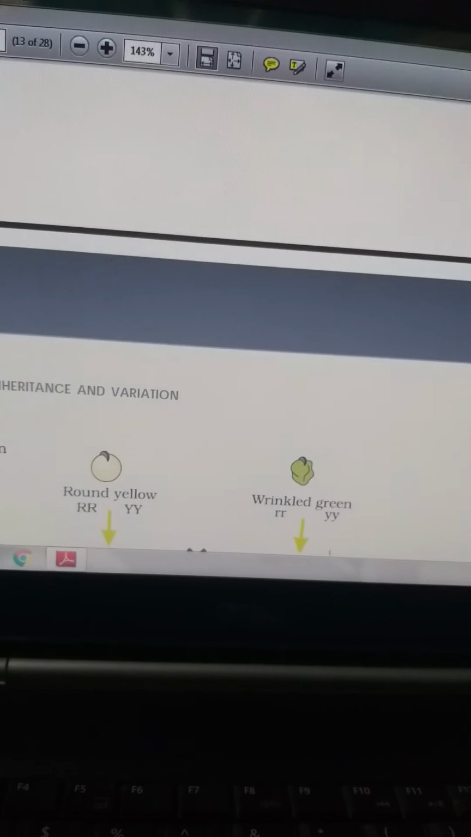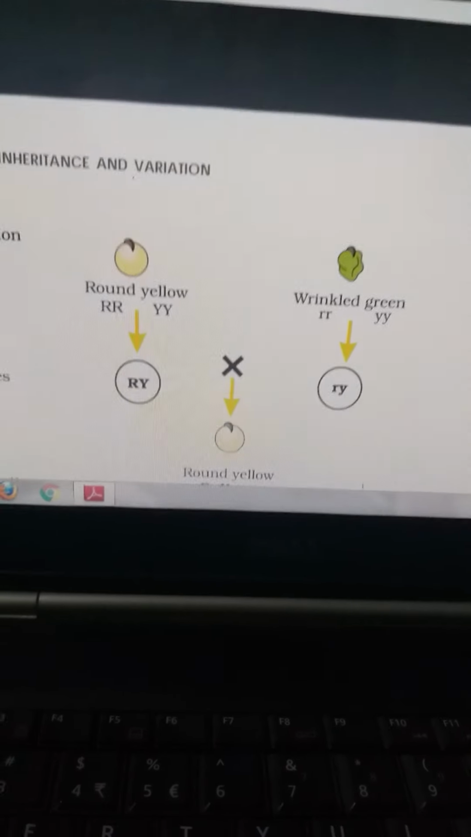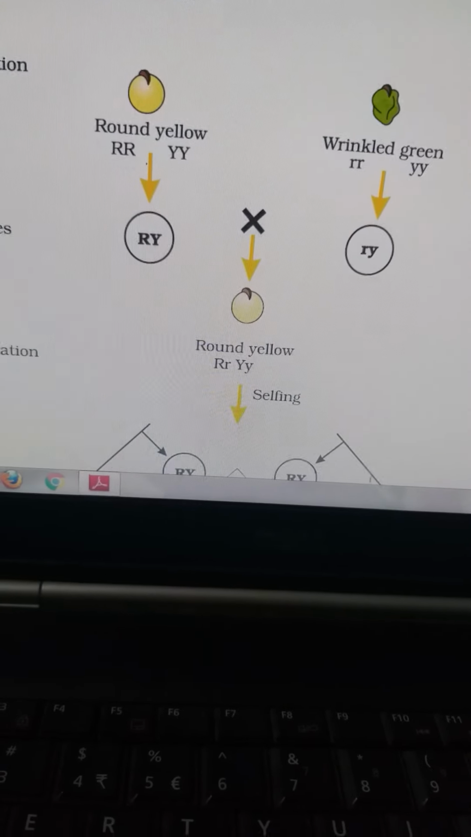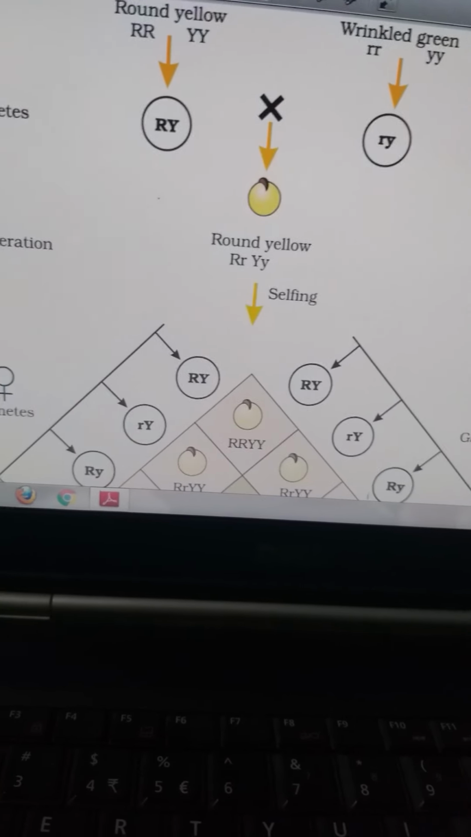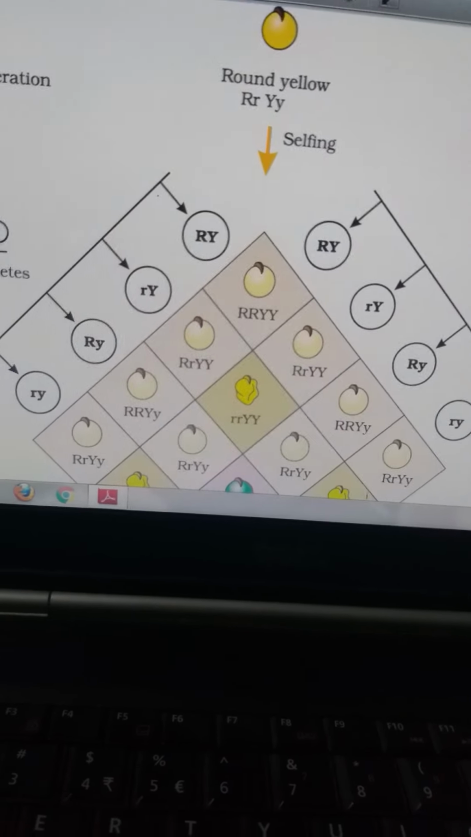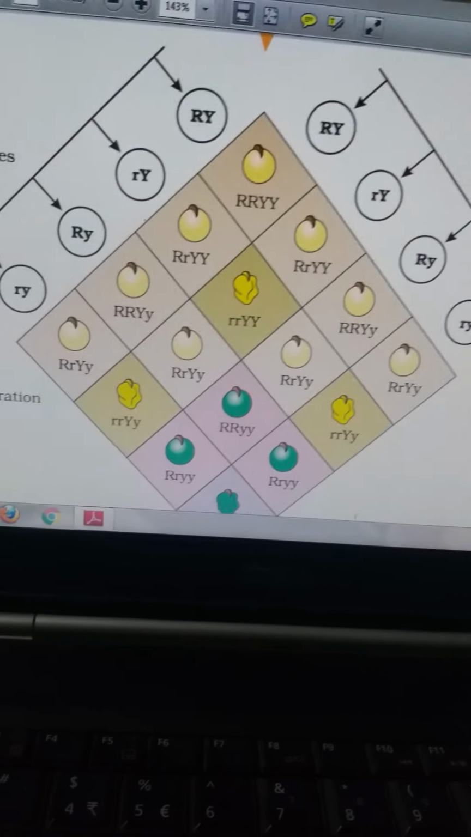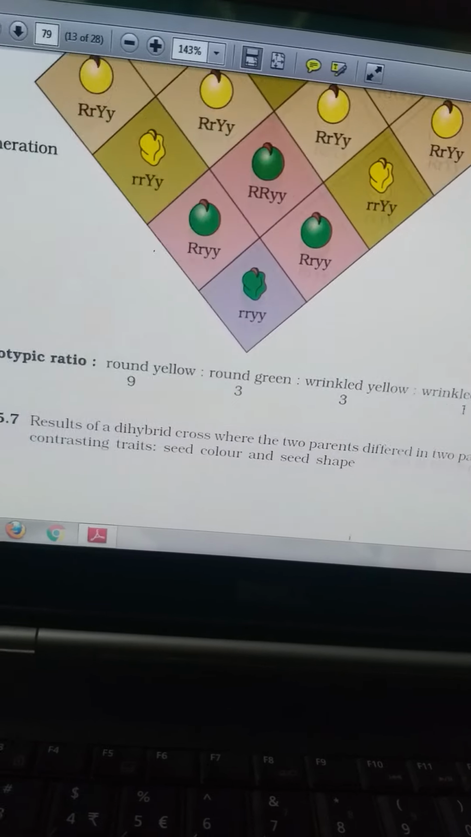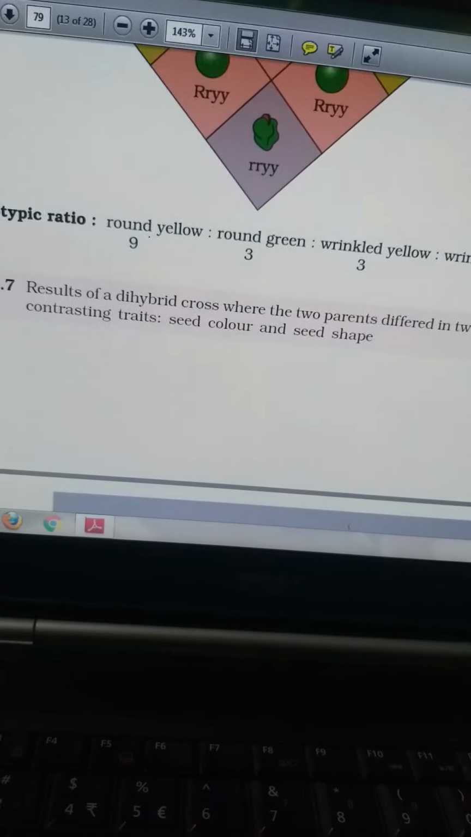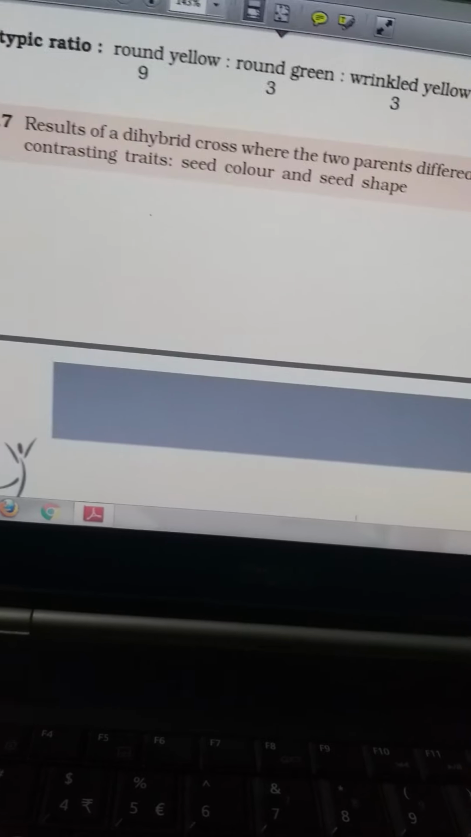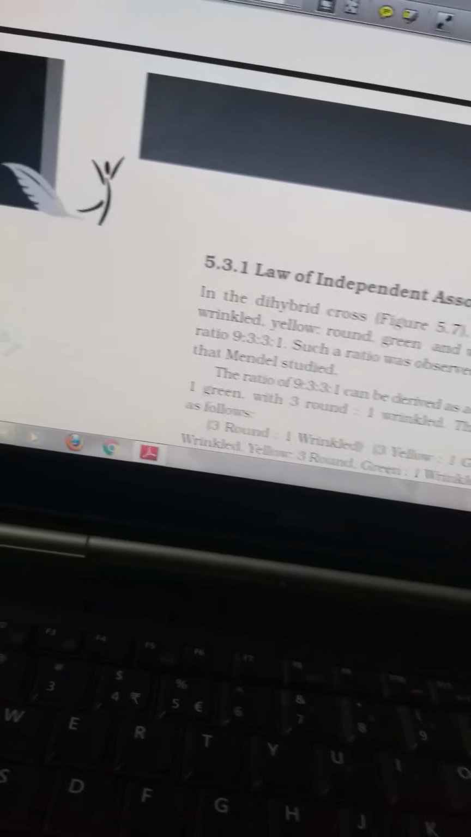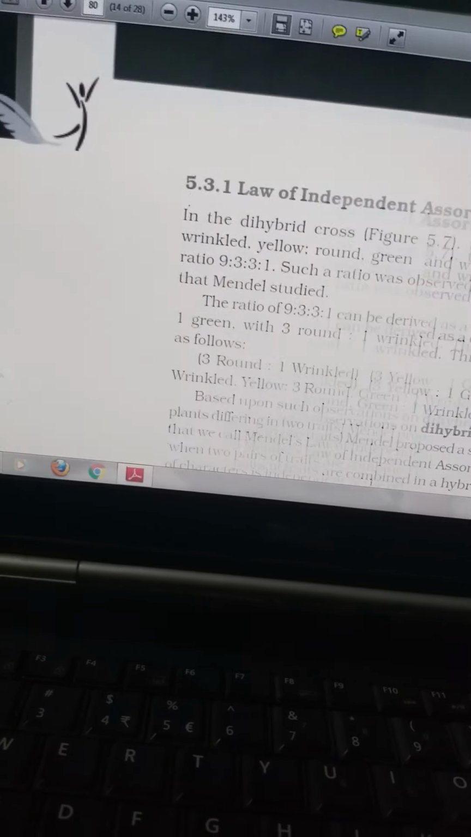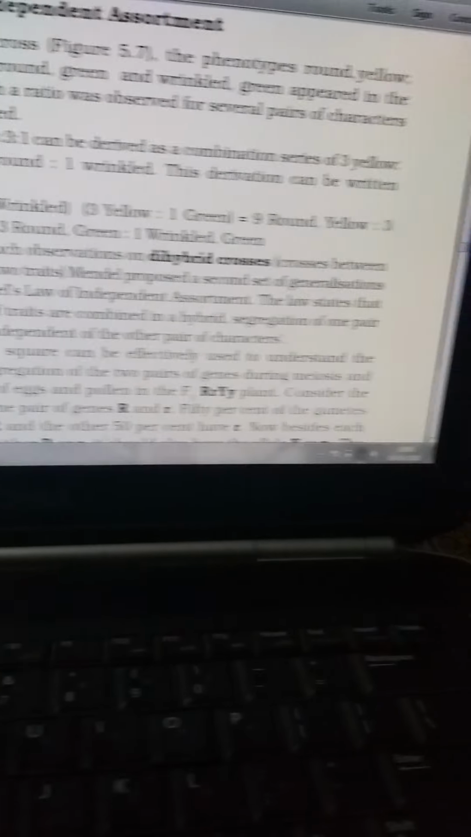The ratio in the first generation is 9:3:3:1, isn't it? This is round and wrinkled. This is very important; you have to do it. The cross and the test cross, the ratios you get. 9:3:3:1 is the phenotypic ratio. The genotypic ratio is a very complicated one, and it is beyond your syllabus. Now this is the law of independent assortment. What is independent assortment? I have already told you, isn't it?